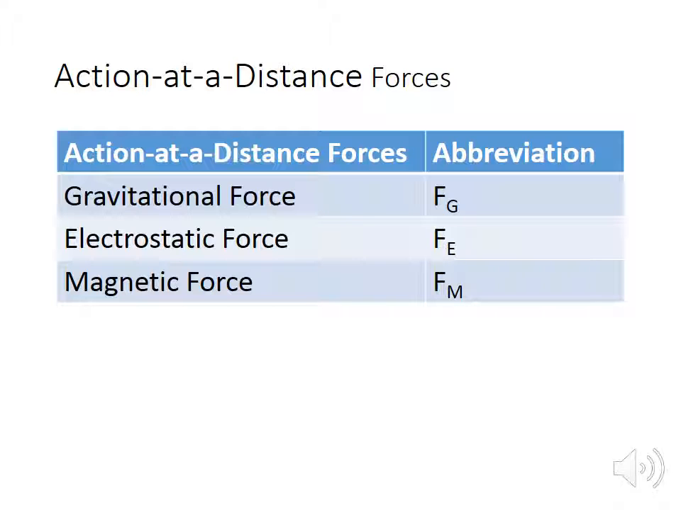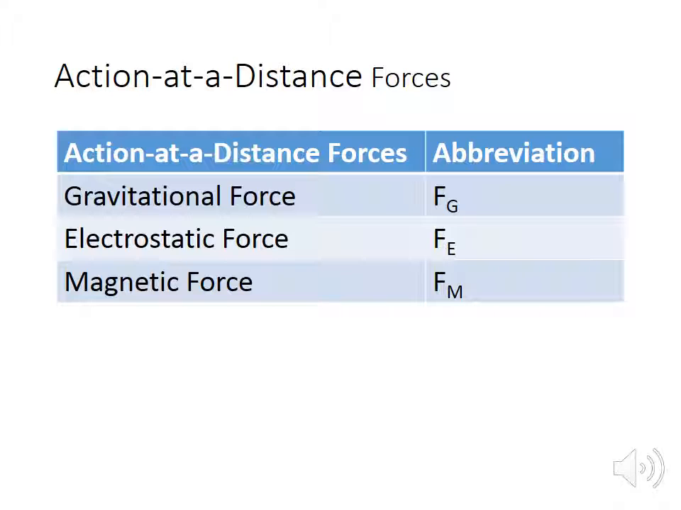Here's our list of at a distance forces. So again, write down this table and their abbreviations in your notes. Gravitational force, electrostatic force, and magnetic forces are all action at a distance forces, meaning that they don't require direct contact between the two objects in order for the objects to interact with each other.